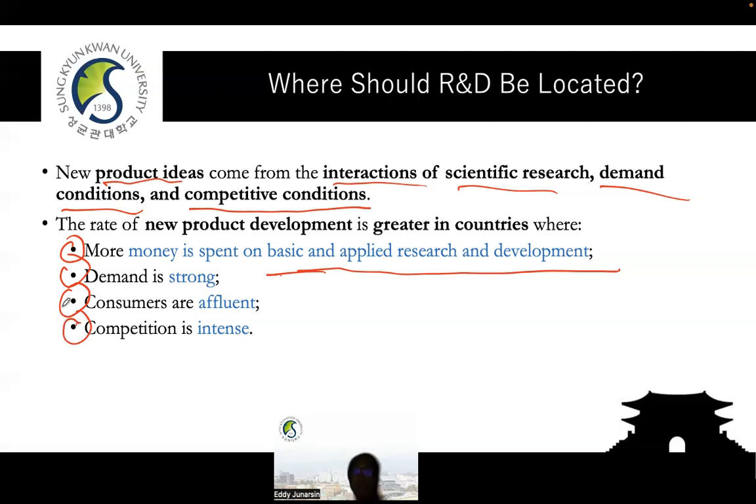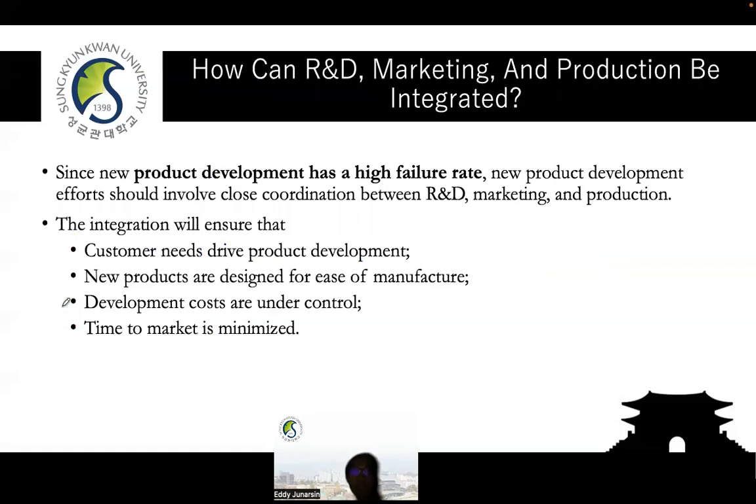And if the competition is intense, if rivalry is intense, again, how could we integrate all the efforts there? R&D, marketing, production, finance, human capital, and it's a fact that product development has a high failure rate. So this kind of coordinated effort should be applied in a corporation.